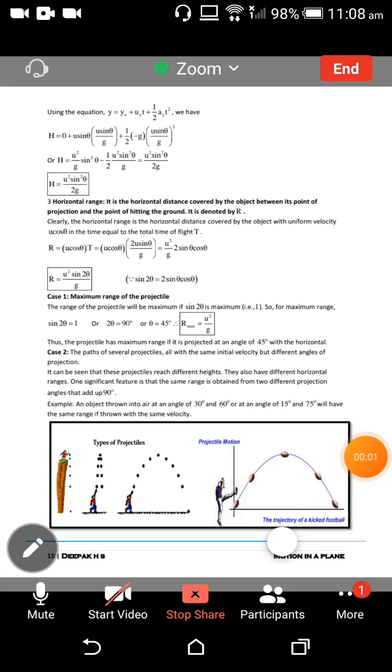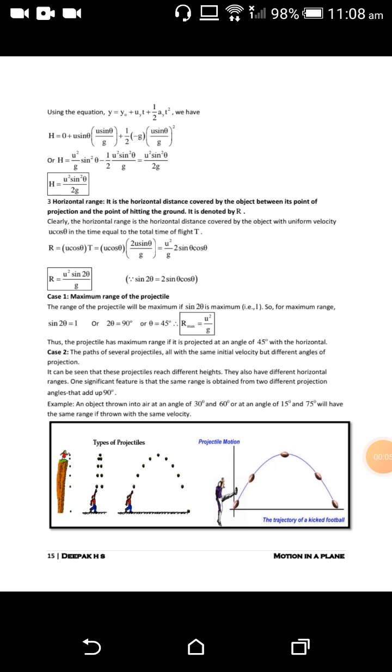Continuing with horizontal range, we have a special case: when will the range of the projectile be maximum? In order to find the maximum range of a projectile, the range will be maximum if sine 2 theta is maximum.